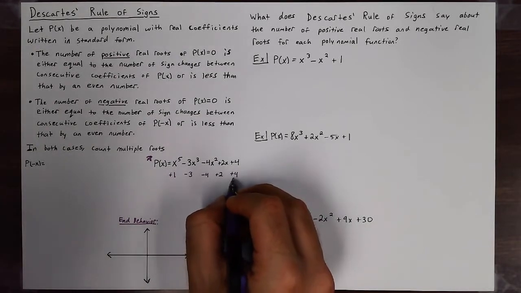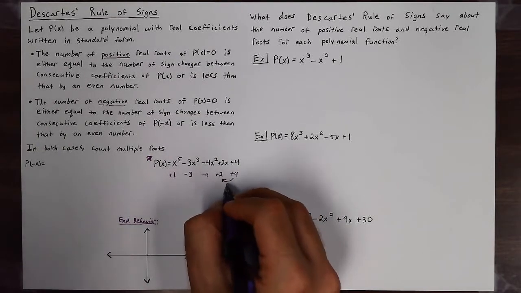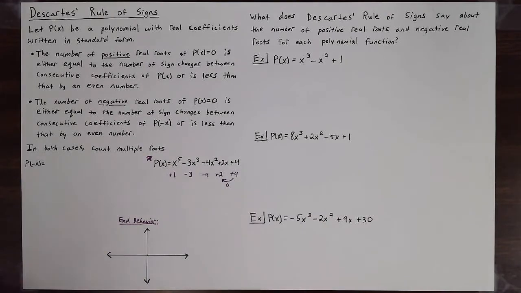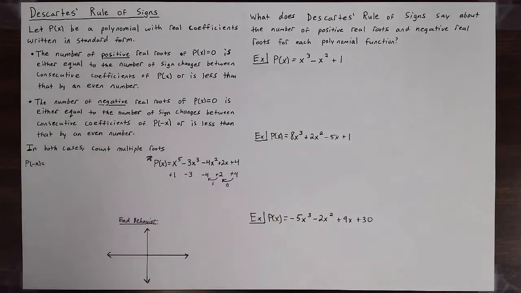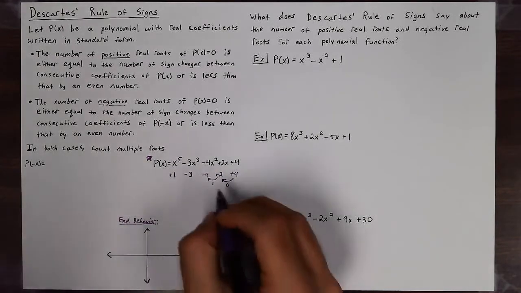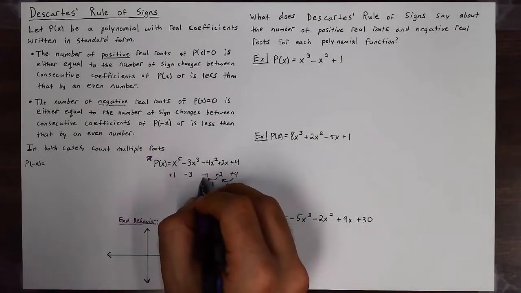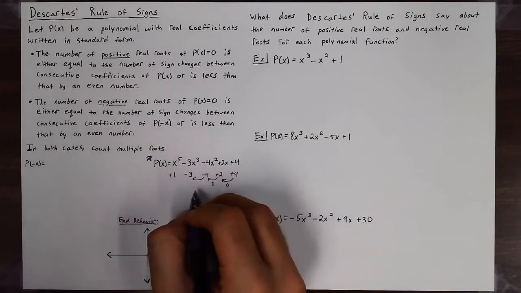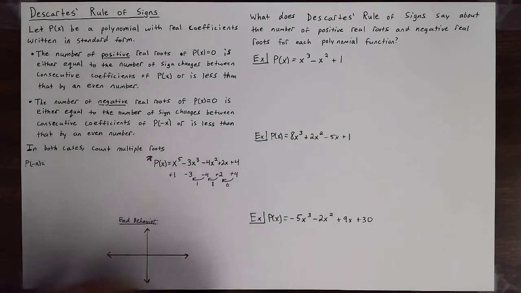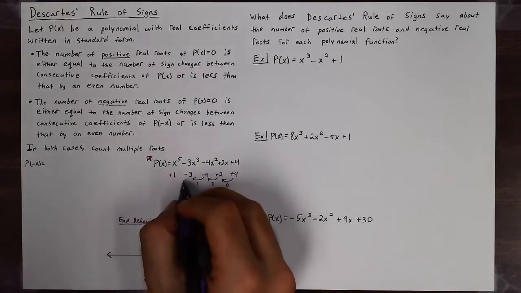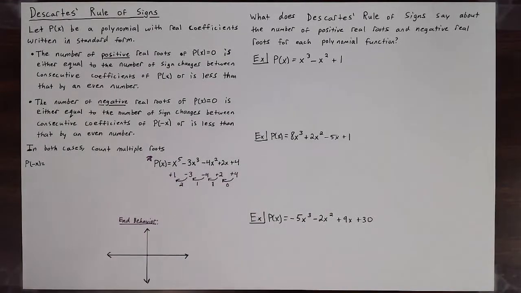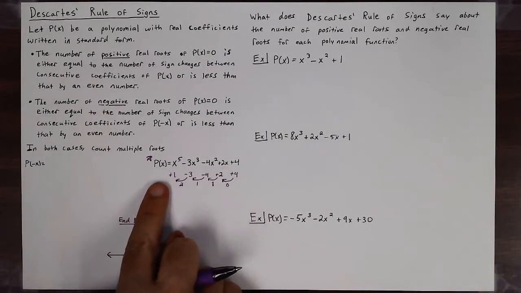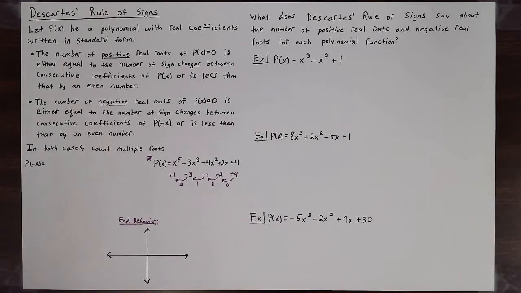So from 2 to 4, no sign change. Now from 2 to negative 4, there is one sign change, so I'm going to mark that there is one sign change. From negative 4 to negative 3, nothing changed, so I'm still at one sign change. And then from negative 3 to 1, there was another sign change, bringing my count up to two sign changes as I went consecutively through all my terms in standard form.